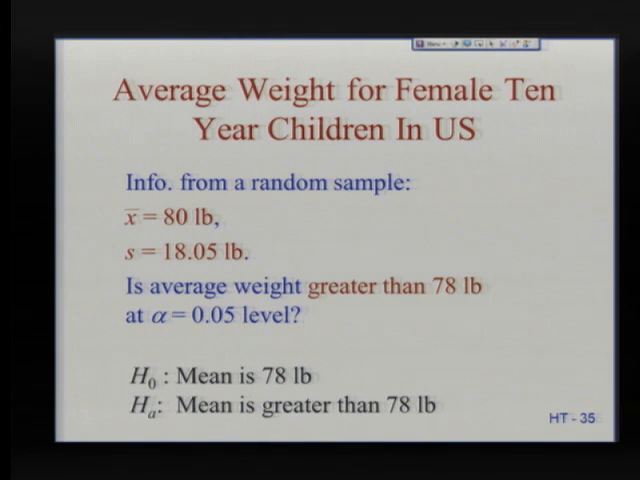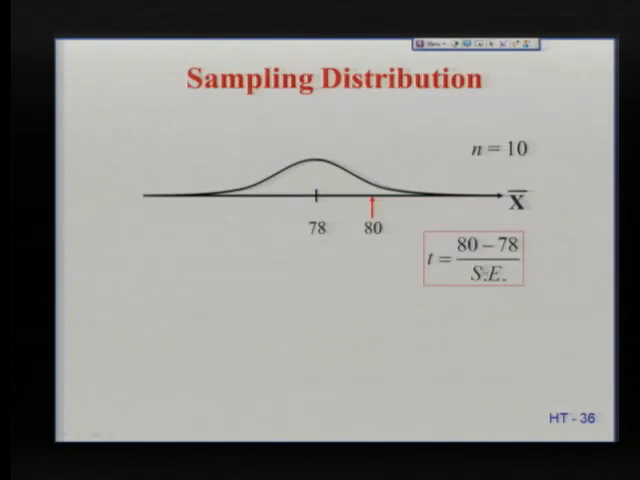Mean is 78. Alternative is mean greater than 78, right? That would be your alternative hypothesis. Then what do we do? Compute the test statistic. Standardize your sample mean 80, subtract the mean under the null hypothesis 78, divide by the standard error. Okay. Now that standard error is what? Standard deviation divided by the square root of the sample size. So that's 5.71. So that's in the denominator.